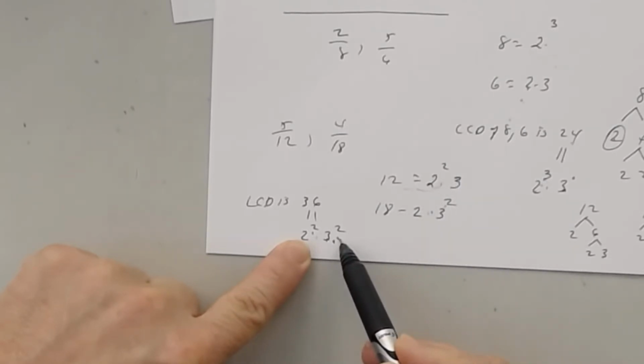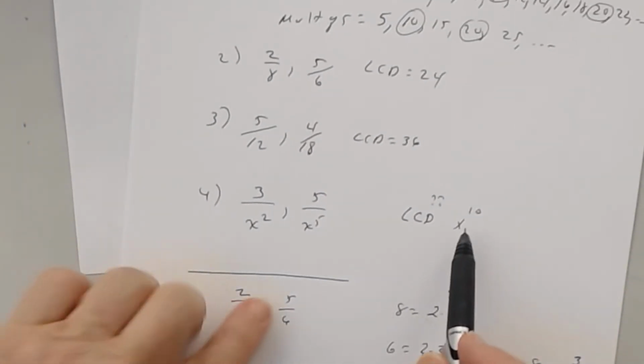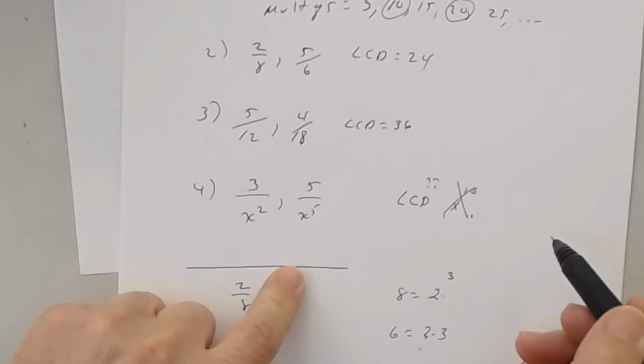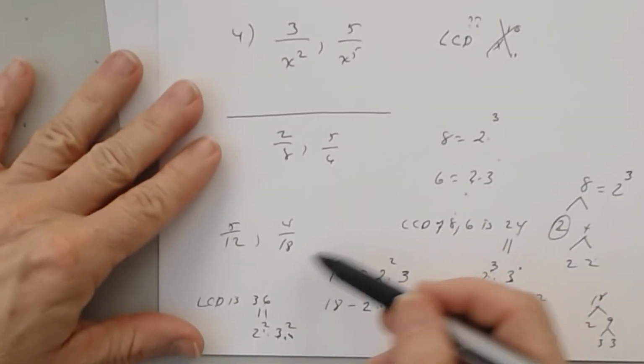Okay. Now, I'm going to ask you this now. Do y'all still agree with x to the 10th as being the LCD? No. What is it? x to the 7th. Come on, we just talked about this.